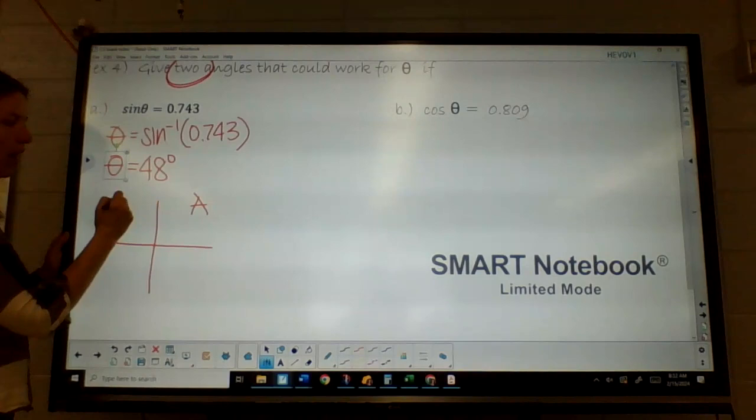So since this is positive, we want to find where else sine is positive. So that's in this quadrant over here. Now, if this is the answer to this problem, the reference angle has to be the same as well. So this would also be 48 degrees. But that's not what we would write.